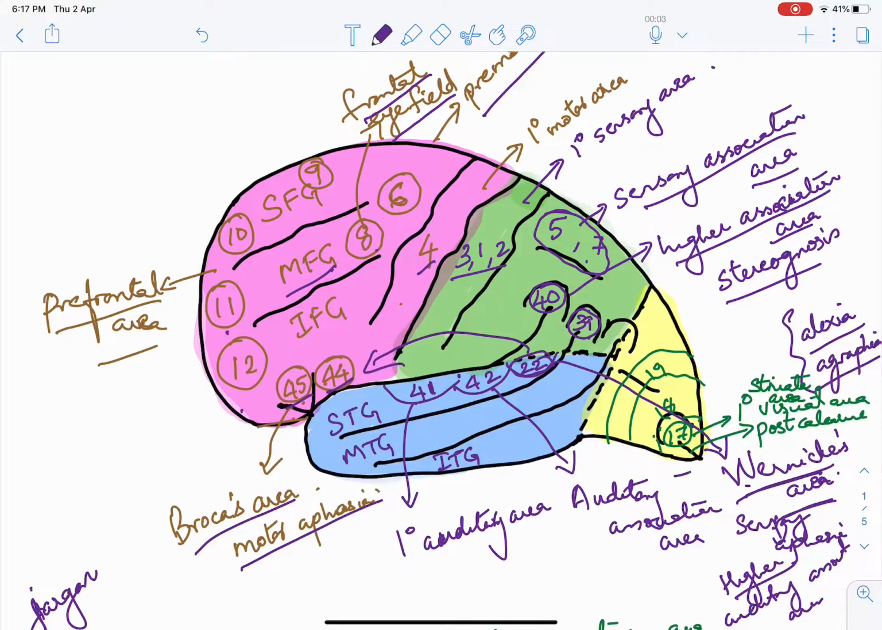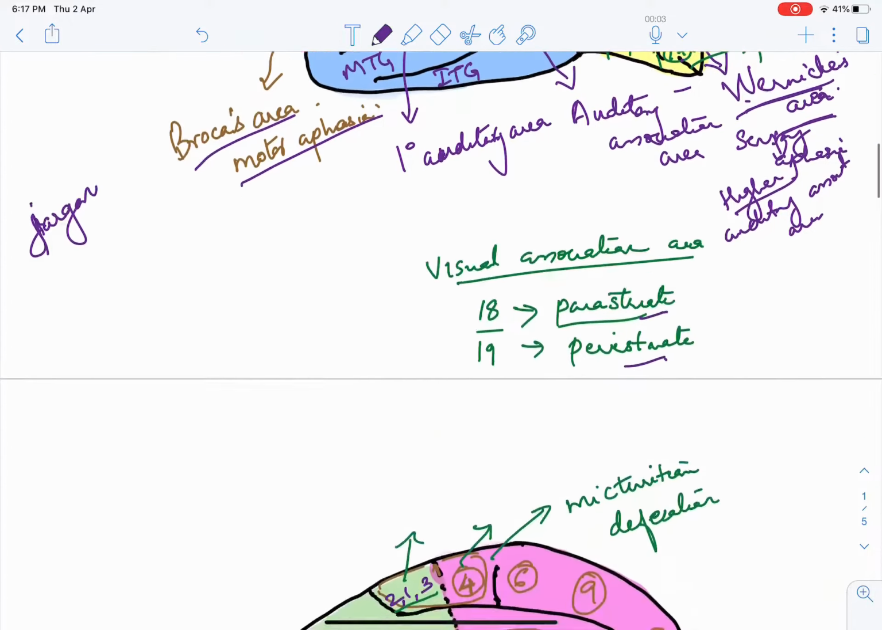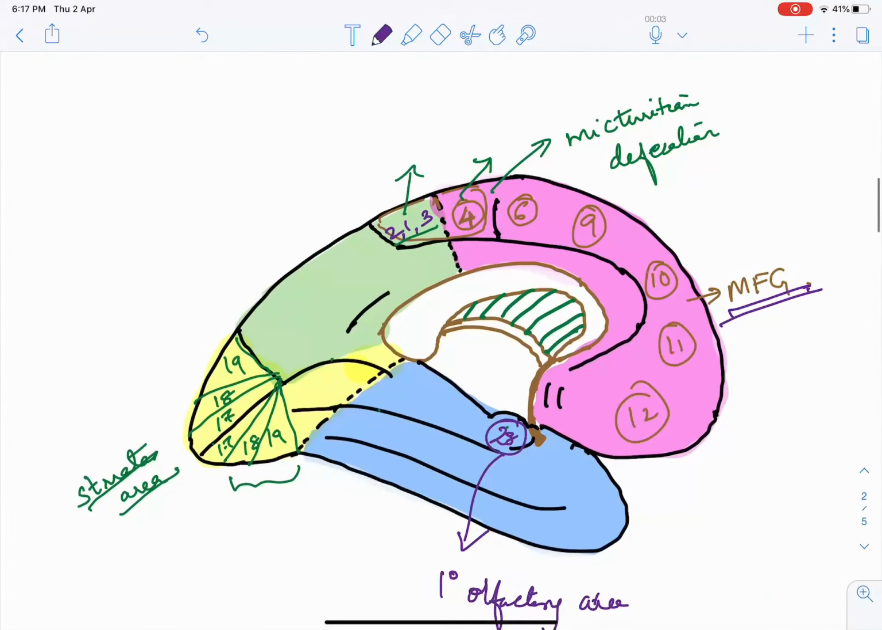And then in the occipital lobe, we have area number 17, the striate area, that is the primary visual area, and the visual association area is area number 18 and 19. And 18 is parastriate and 19 is peristriate area. In the medial aspect, the primary motor area, primary sensory area, then the prefrontal area, all these have extended into the medial aspect. Also the visual area has extended in the medial aspect. The paracentral lobule is present in the medial aspect, and it is the center for micturition and defecation.